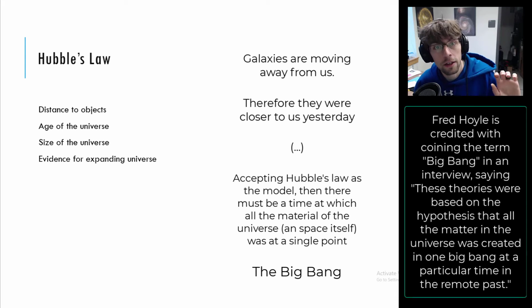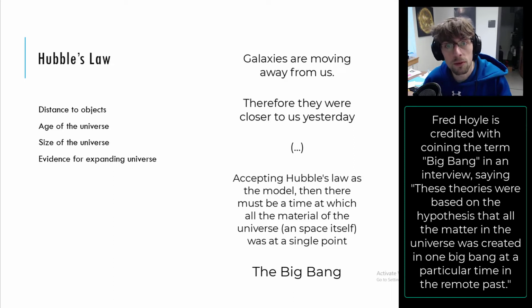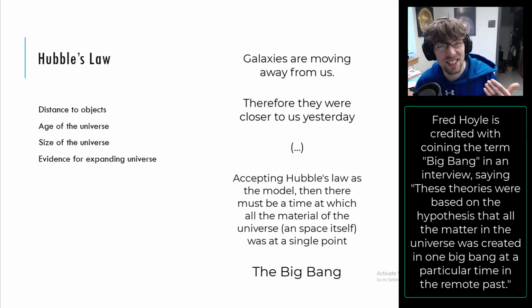So we can take the current observations in our current model and we extrapolate it backwards into time. Now there's some other observational evidence for the Big Bang. We'll get into that as well. But I just wanted to highlight that Hubble's law tells us something about that as well.